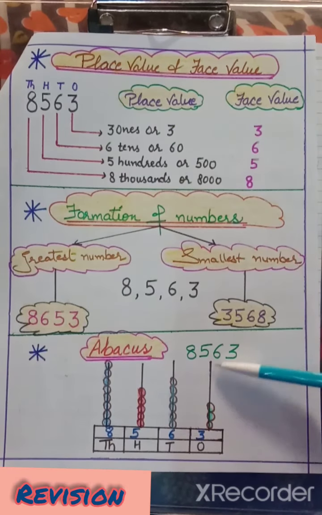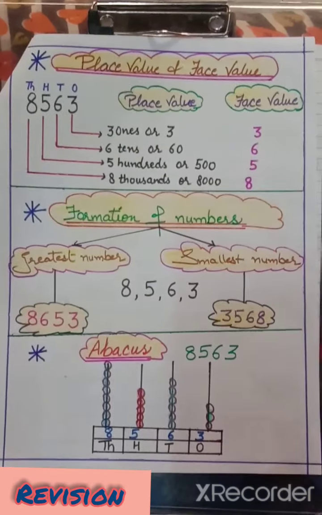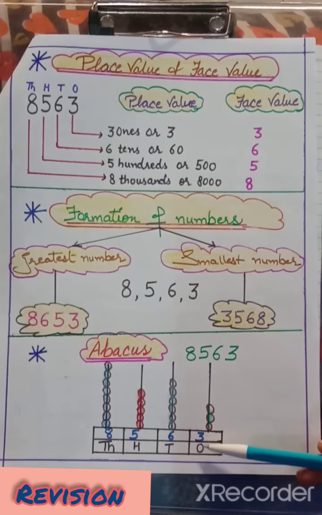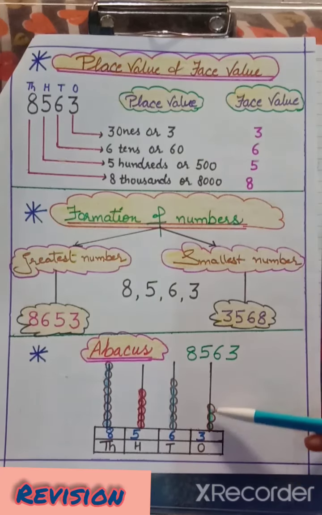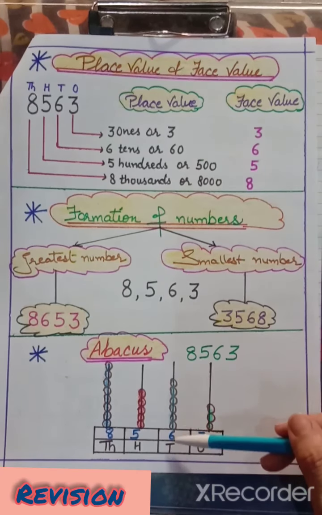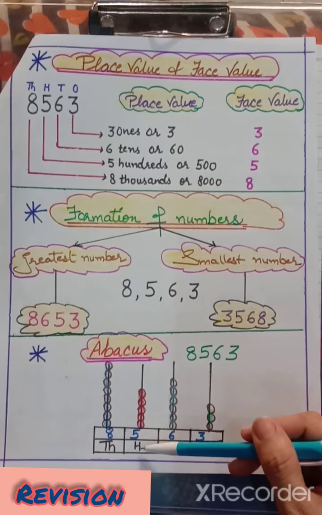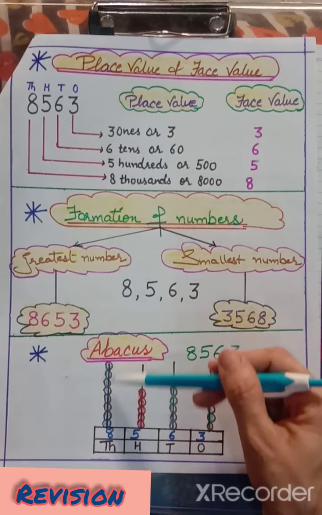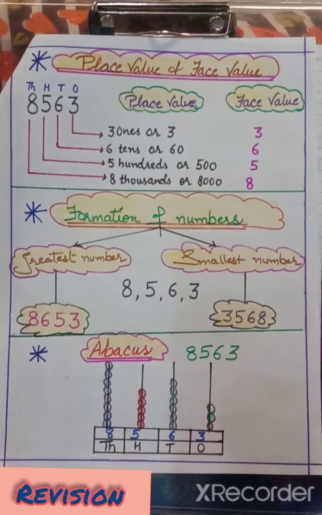Then on the spokes of the abacus we draw the beads. Suppose there is 3 at the 1's place, so 3 beads. 6 is at the 10's place, so here are 6 beads. 5 is at the 100 place, so at the 100 spoke we have 5 beads. And at the 1000 place we have 8 beads.